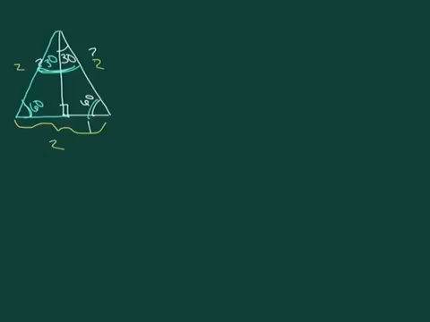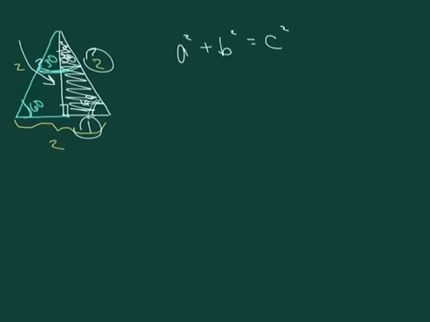So if we're looking at just this white triangle, the short side is 1, this long side is 2, and all we have to do is look for that side. And what do we know? We know that the short side squared plus the other short side squared equals the longest side squared. A squared plus b squared equals c squared.